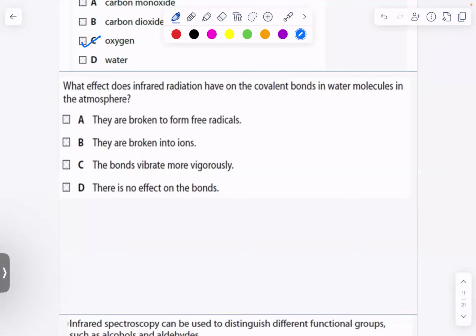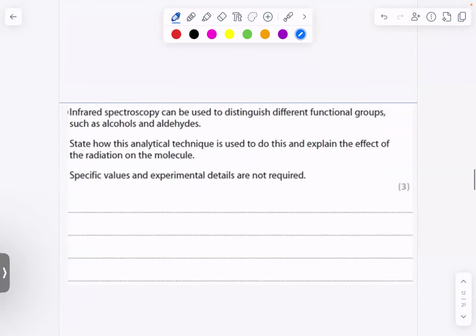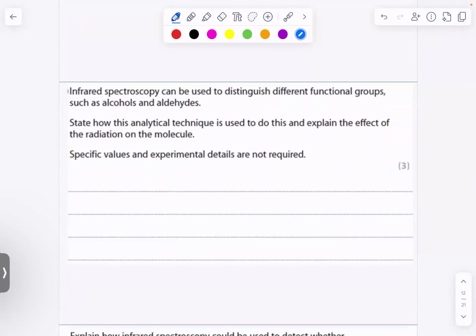They are broken to form free radicals. They are broken into ions. The bonds vibrate more vigorously. There is no effect on the bond. C. Absolutely correct.